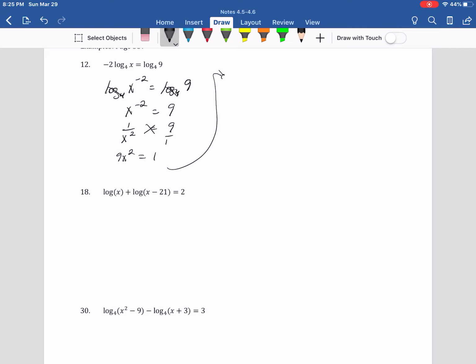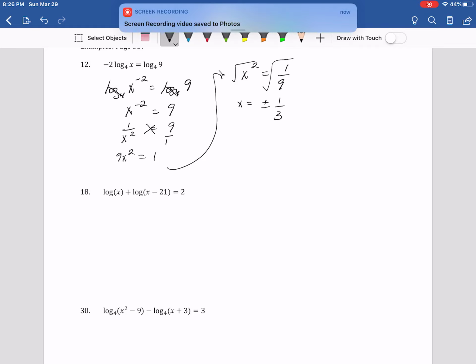Now you're solving for x, so you have to divide by that 9. Now you have x squared equals 1 over 9, and you have to get rid of the square. The way we do that is by square rooting, but we need to remember to make it plus or minus whenever we take a square root of both sides. Now it looks like your answers are either going to be 1/3 or negative 1/3.